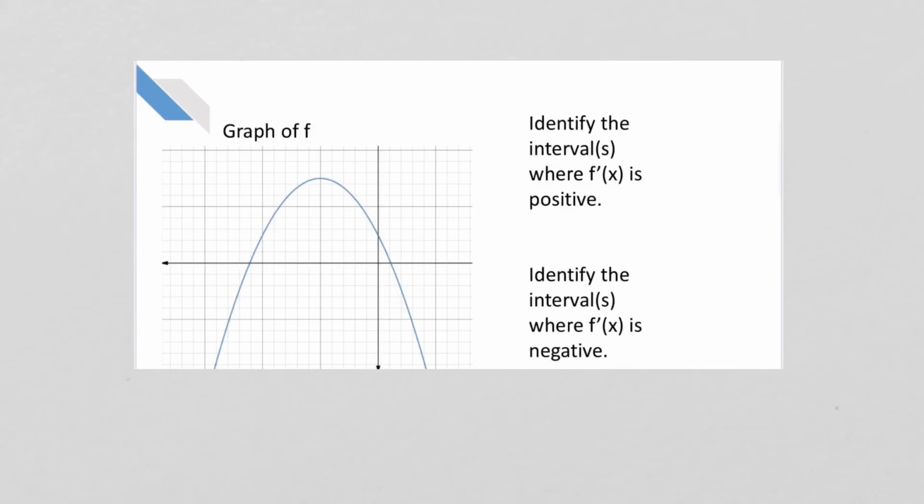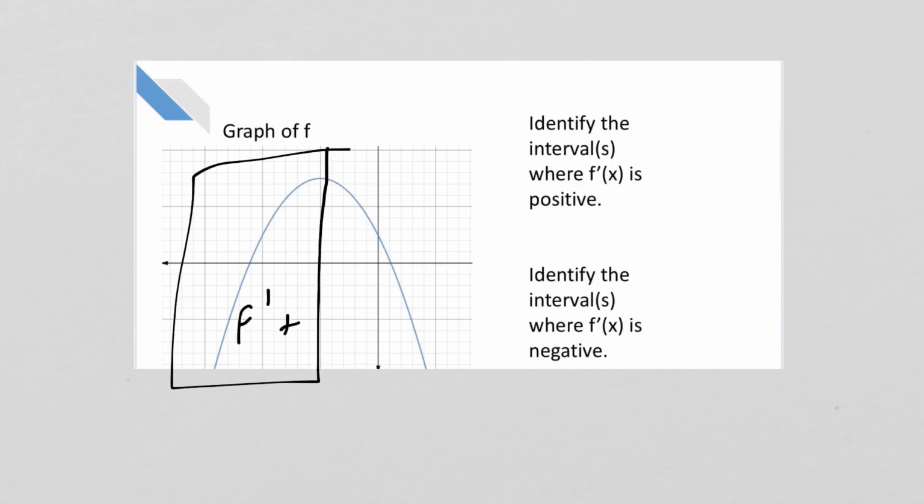Okay, here's a graph of f. Identify the intervals where f prime x is positive and identify the intervals where f prime x is negative. So whenever f is increasing, f prime is positive. So right here, f prime is positive. And then in this section where f is decreasing, f prime is negative. Okay?